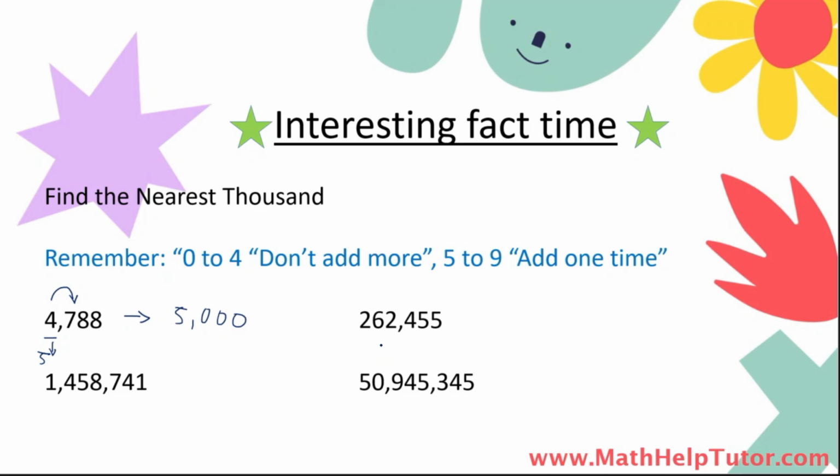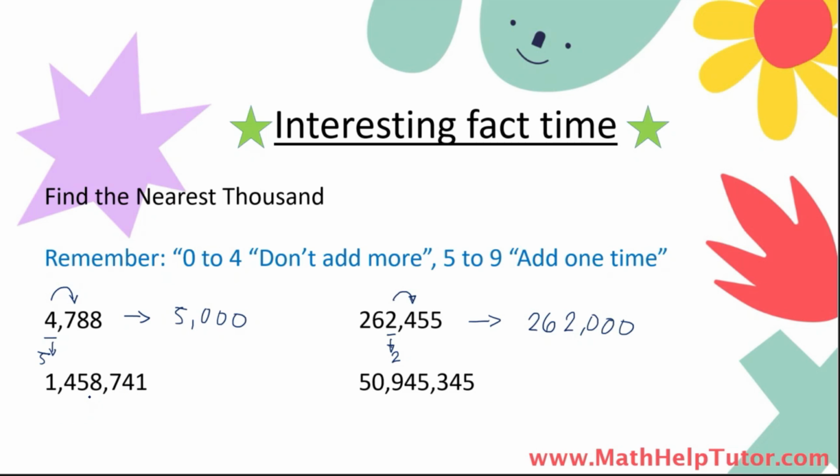Let's have the next number. So the thousands place is this one, which has a digit 2. So using this technique, what we do is we look at the digit to the right, which is 4, and then we follow this rhyme. 0 to 4, don't add more. 5 to 9, add one time. So since 4 is within 0 to 4, that means we don't add more. We retain this place, which is 2. So that's 2, we don't add more, and we replace the rest of the places to the right with zeros, and then we retain the places to the left. That's 2 and 6. So the answer to finding the nearest thousands to our number is 262,000.